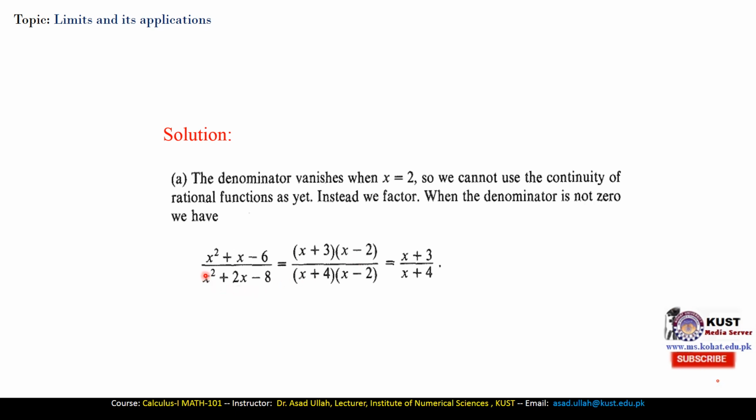And similarly, factorizing x square plus 2x minus 8, we will get two linear factors, x plus 4 into x minus 2. Now, since we will take x not equal to 2, so we can cancel x minus 2 with x minus 2. We will get x plus 3 divided by x plus 4.